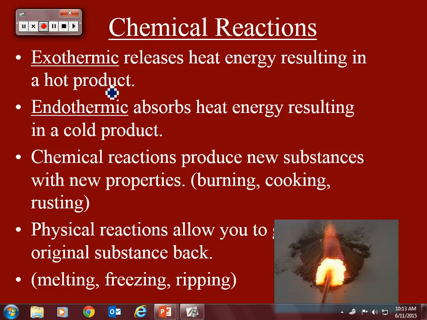Endothermic is where heat is being absorbed. It's going into, and it becomes cold, like an ice pack that you might get. You start the chemical reaction, it becomes cold just for a little while.